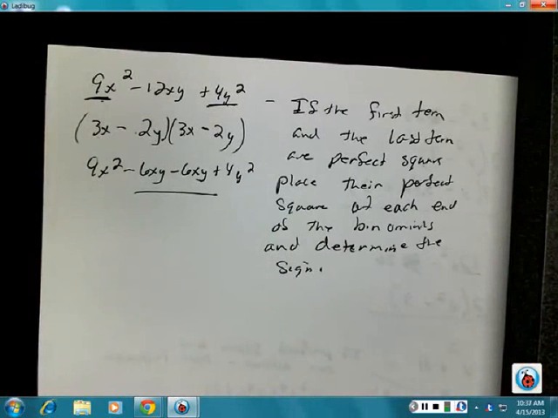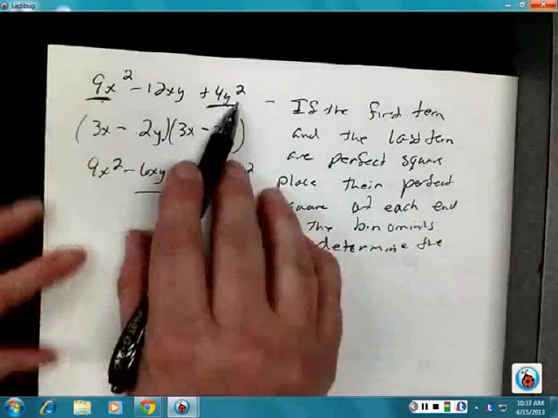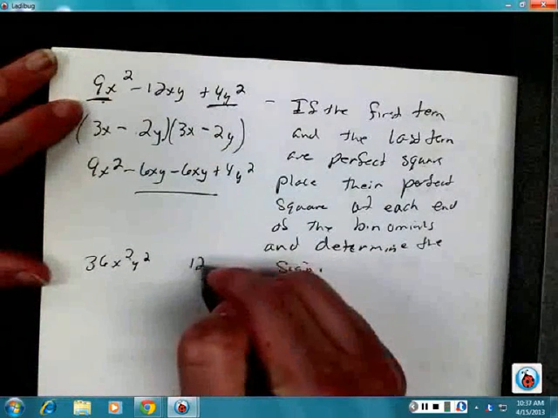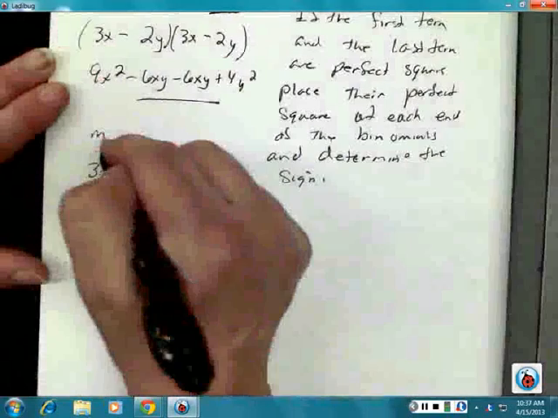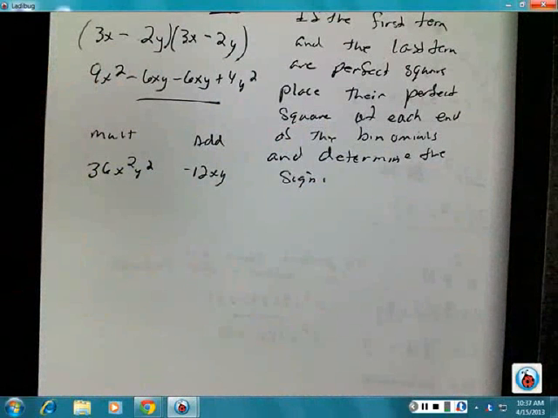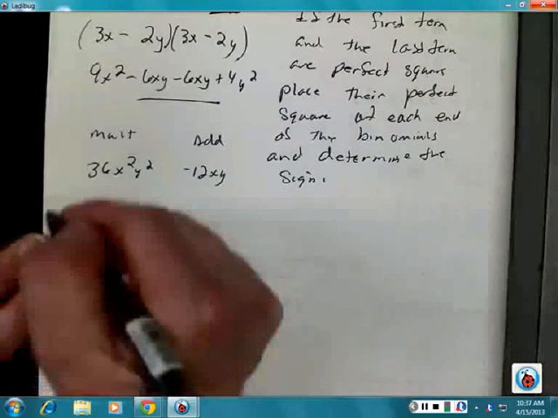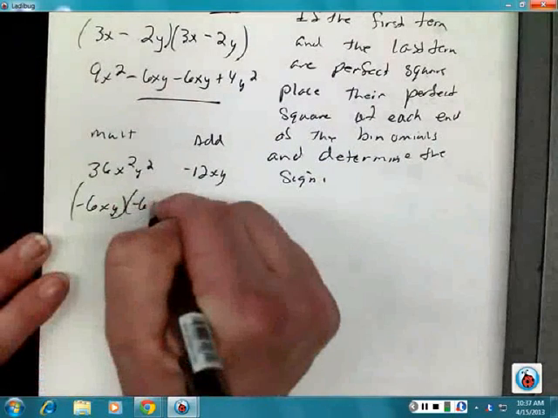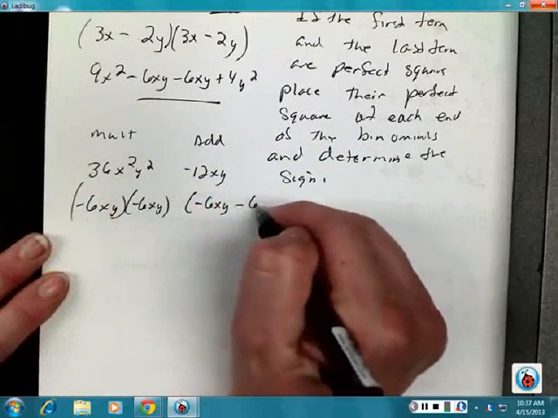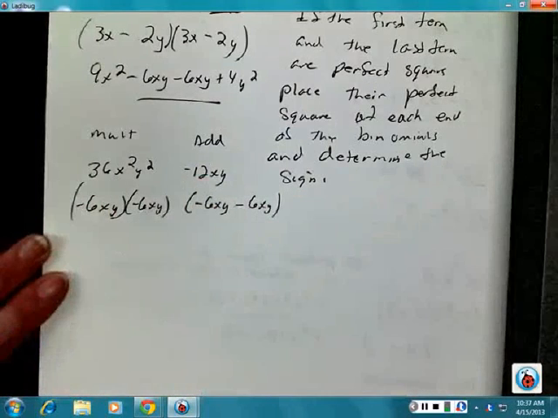If you don't happen to recognize perfect squares and you're in there factoring it and working through this, you can do it the other way. You can take 9 times 4 is 36, x squared y squared. And you know it has to multiply to give you 36, but it has to add to give me a negative 12. So what would my two factors be? Negative 6xy and negative 6xy. A negative 6xy times a negative 6xy gives me my positive 36, and a negative 6xy and another negative 6xy gives me my negative 12. Replace my middle.